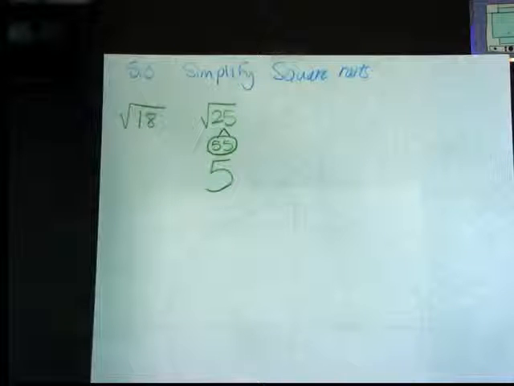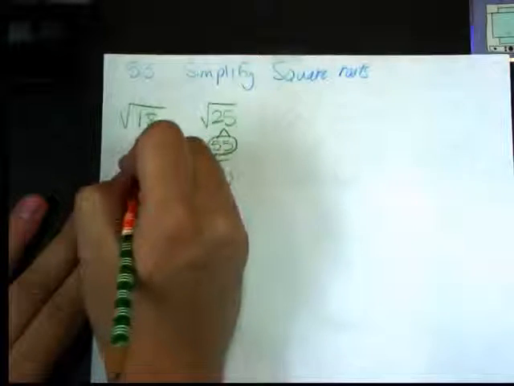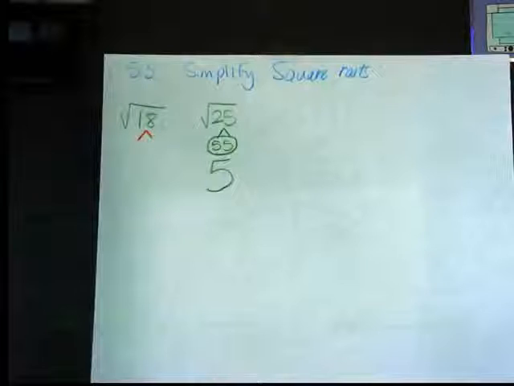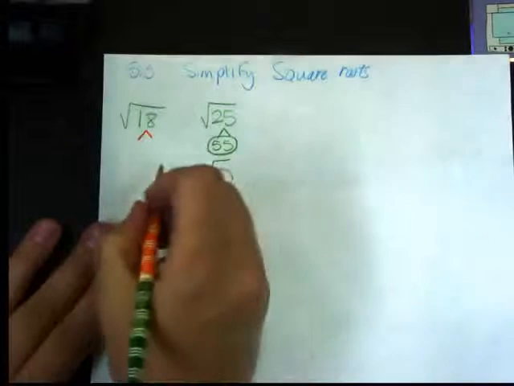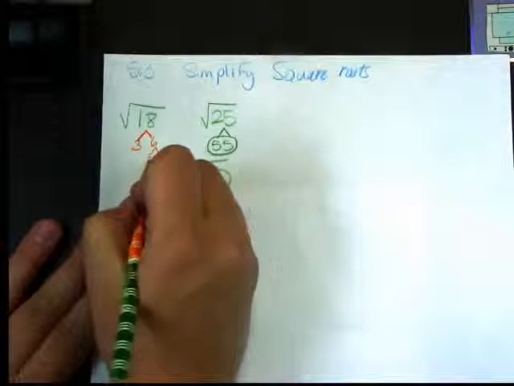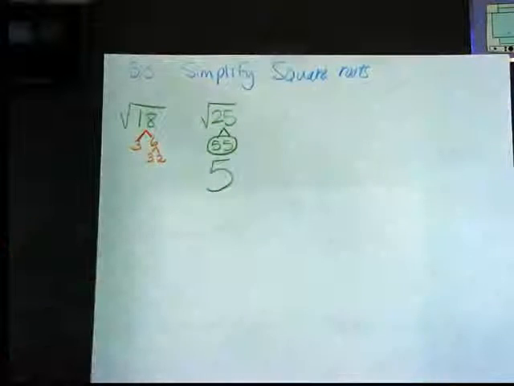So now when I look at the square root of 18, and I break it down, I get either 9 and 2 or 3 and 6. It makes absolutely no difference. Let's go 3, 6. Therefore, 6 is 3 and 2.